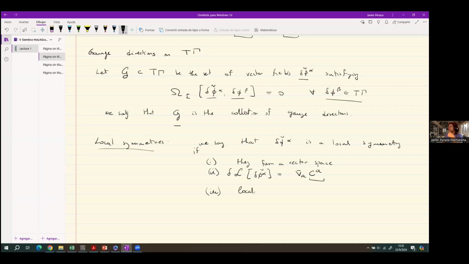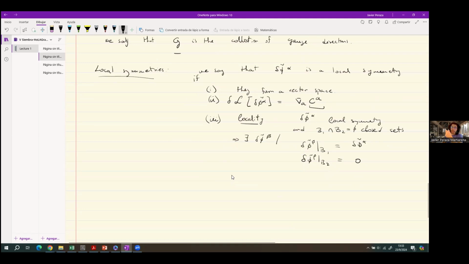And third, which is locality. That means that if we have another local symmetry, and two different closed compact sets with non-overlapping points, so their intersection is empty, then there exists another local symmetry such that delta phi beta on B1 is equal to the original one, and delta phi beta on the other set is 0.